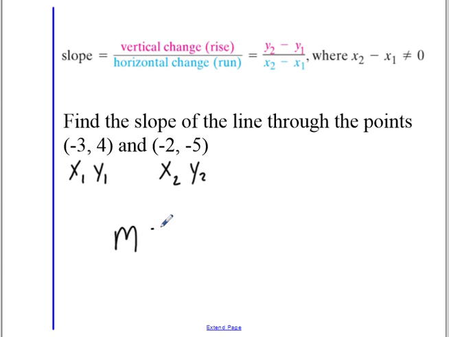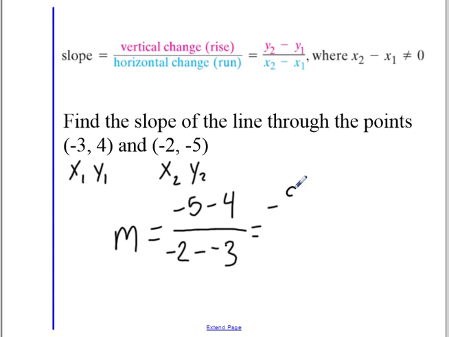Slope is represented by the letter m. So m is equal to, we're plugging in our y's, the -5 and the 4 into the top part of our formula. -5 minus 4. Now we're going to take our x's, -2 and -3, and they get plugged into the bottom of the formula. -2 minus -3. Notice I have a minus symbol because of the actual slope formula, and a negative because that is what was in the coordinate to begin with.